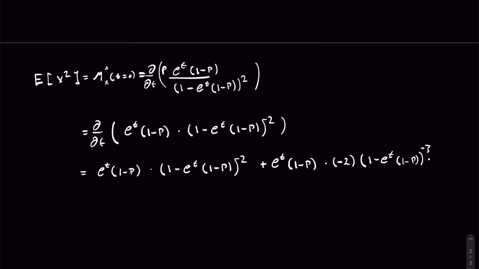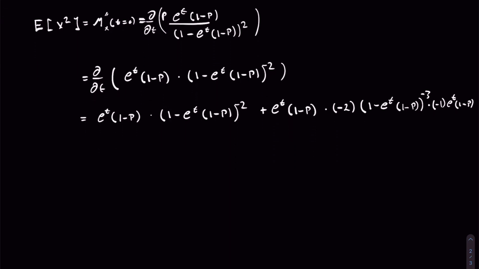Now we take the derivative of the inner function, which is minus 1 e to the t 1 minus p. God, that's an ugly expression. So let's try to simplify that a bit and see what we get. I'm going to do the following to make it a little easier to read.